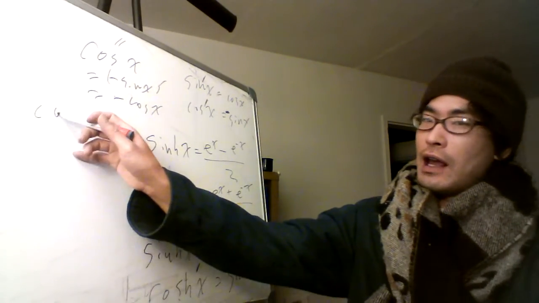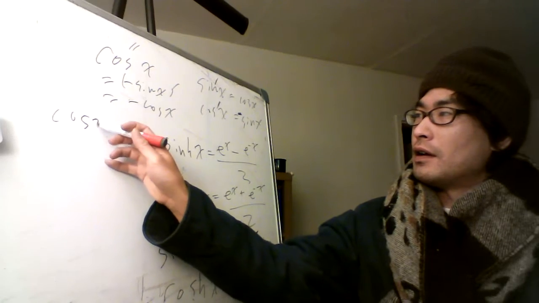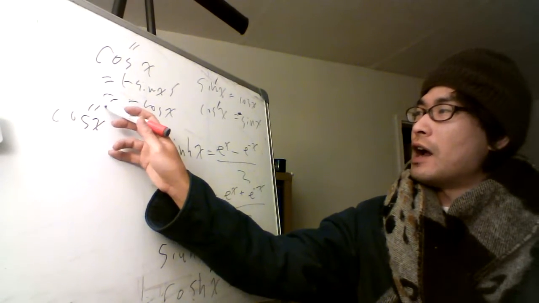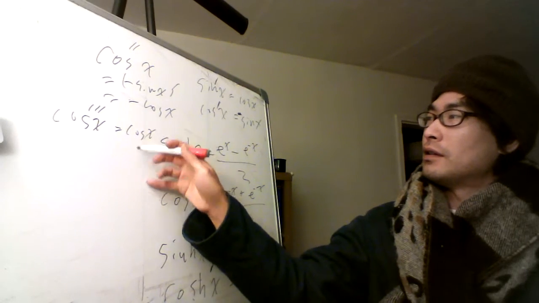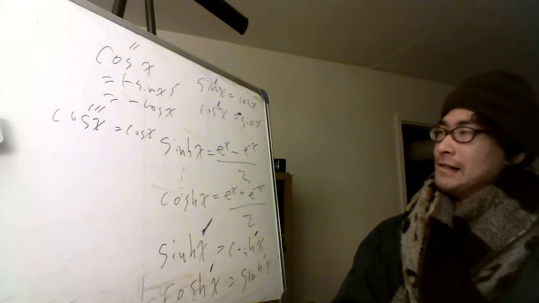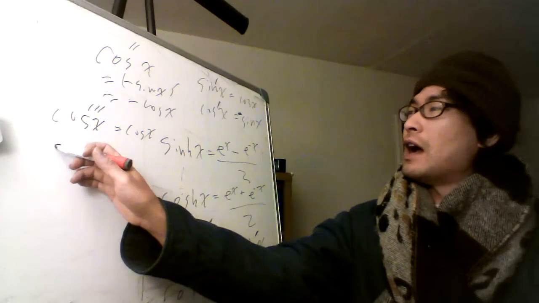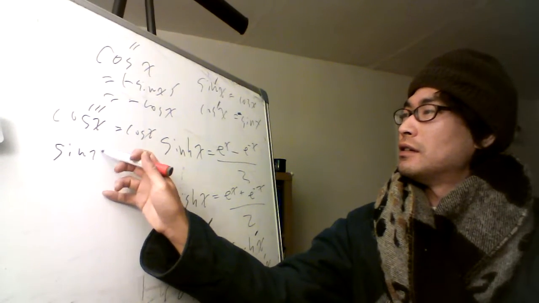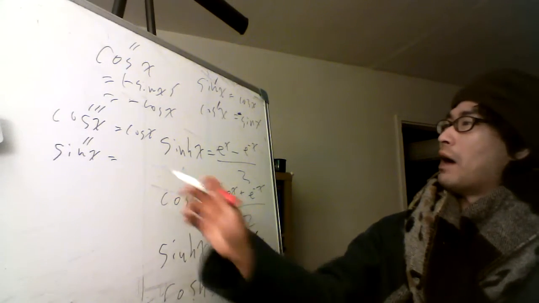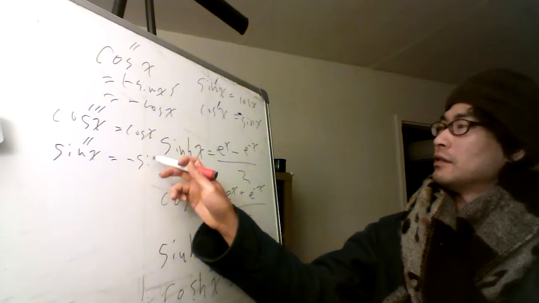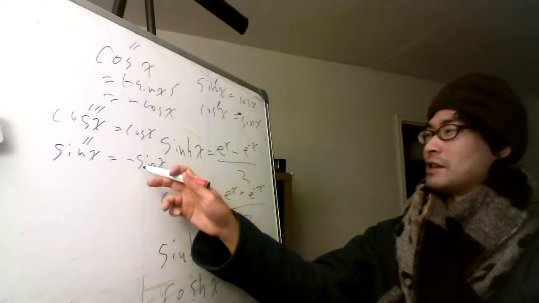So cosine x differentiated 3 times is equal to sine x. And sine x differentiated a second time is what? Minus sine x. Okay, it almost looks like sin.